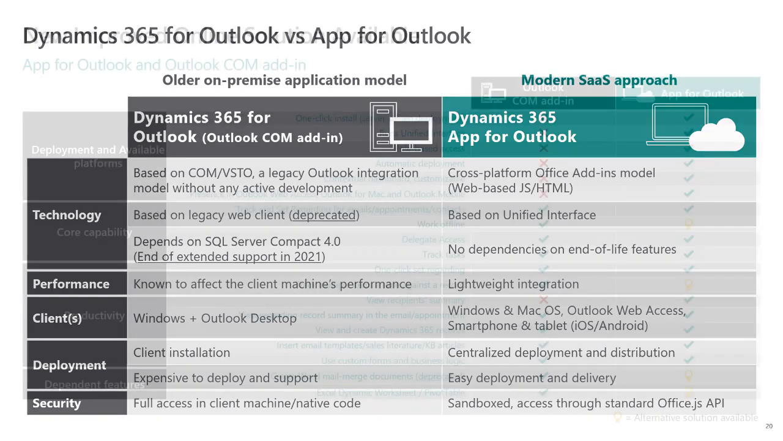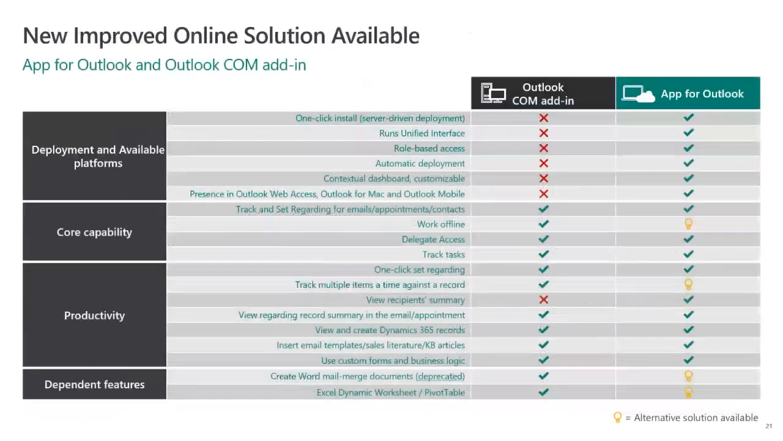Now, feature-wise, this is a comparison matrix between the app for Outlook and the Outlook COM add-in. In terms of deployment and available platforms, as we discussed, the app for Outlook offers really many improvements, such as one-click install with a server-driven deployment. It runs on unified interface. It offers role-based access, which allows you to decide which users have the app for Outlook and which users don't, based on their security role.